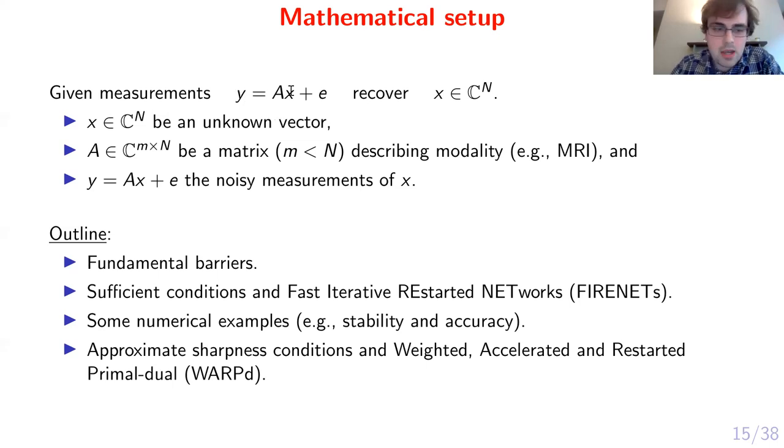So we're going to talk about fundamental barriers, saying when you can't do this, sufficient conditions, and something called fast iterative restarted networks. This is the type of neural network that I'm going to introduce. Some numerical examples, including stability and accuracy. And then we're going to discuss how FIRENets fit into the broader framework of approximate sharpness and a weighted, accelerated, and restarted primal dual algorithm.